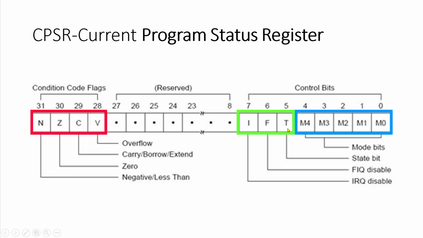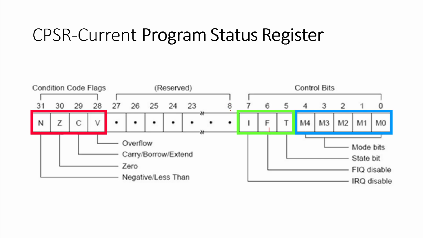Okay, so to set that one we are using this T, and these two, this I and F, are called disable bits. What does it disable? It disables the fast interrupt request mode, and this bit I, or 7th bit, will disable IRQ if these two are set as 1. For example, if I give 1 here, this will disable the fast interrupt request mode. Like that, if I give 1 here, then that will disable the normal interrupt request mode.